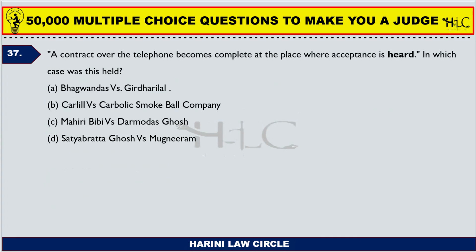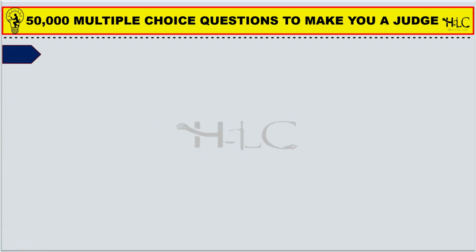37. A contract over the telephone becomes complete at the place where acceptance is heard. In which case was this held? Bhagwan Das versus Girdarilal, Carlill versus Carbolic Smokeball Company, Mahori Bibi versus Dharmodas Ghosh, Satyabrata Ghosh versus Mugniram. So your correct answer is Bhagwan Das versus Girdarilal.